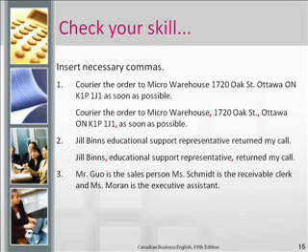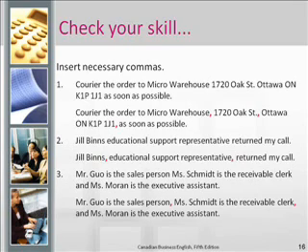In the next sentence, Mr. Gao is the salesperson, Ms. Schmidt is the receivable clerk, and Ms. Moran is the executive assistant. So here we have a series. Where would you put the commas? What we're separating here is a series of short clauses. So we are putting the comma in between each of the short clauses. Mr. Gao is the salesperson, comma. Ms. Schmidt is the receivable clerk, comma. And Ms. Moran is the executive assistant.